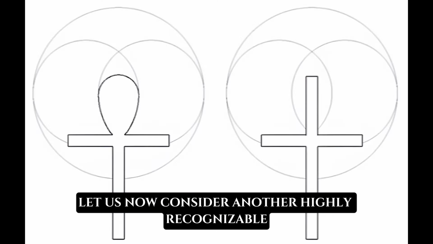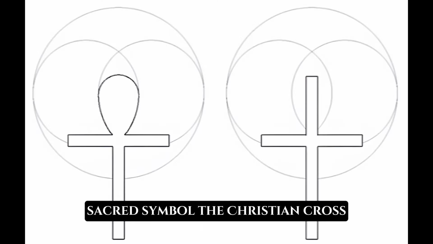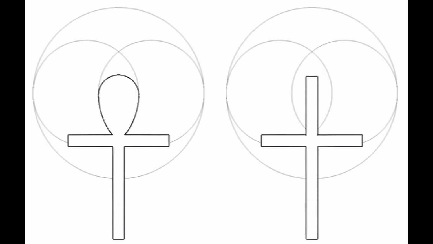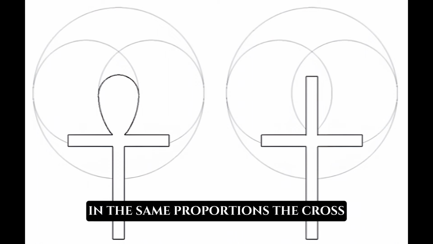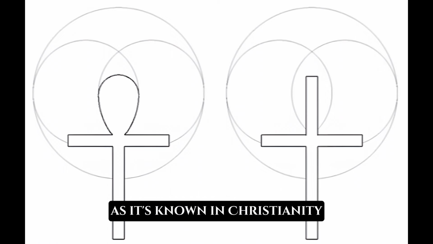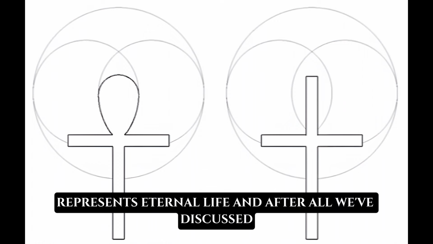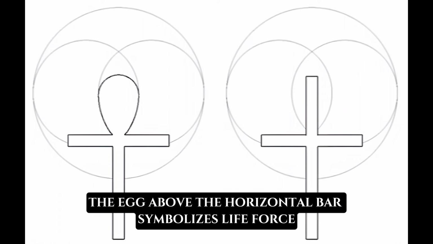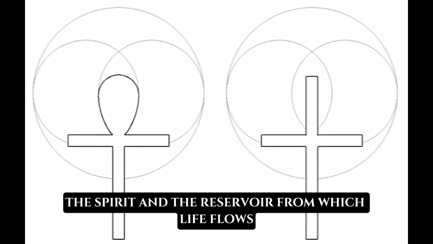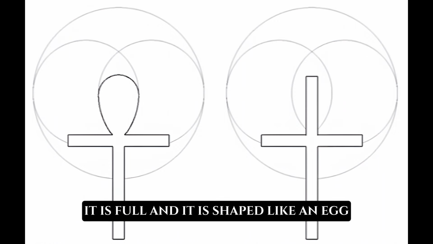Let us now consider another highly recognizable sacred symbol, the Christian cross. In the image, we see the Ankh on the left and, on the right in the same proportions, the cross, as it's known in Christianity. The sacred symbol of the Ankh represents eternal life, and after all we've discussed, we can understand why. The egg above the horizontal bar symbolizes life force, the spirit, and the reservoir from which life flows and is sustained. It is full, and it is shaped like an egg.